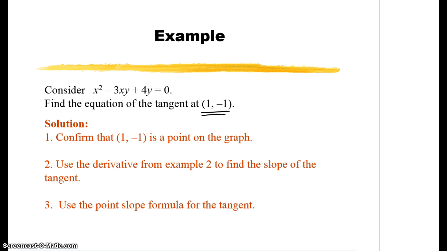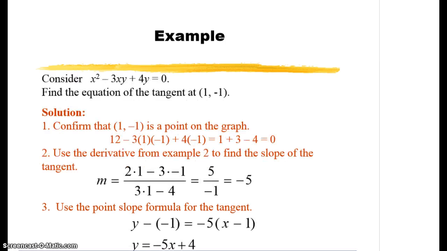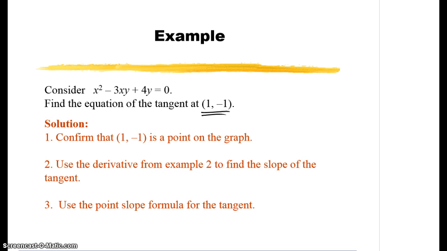The first step is to confirm that this is a point on the graph. And in fact, it is, because when you plug in 1 for x and negative 1 for y, you end up getting 0. The equation is satisfied. Thus, this step is completed.